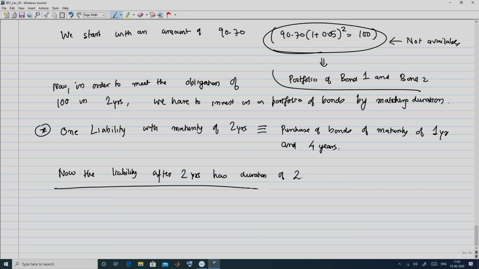Now, why am I saying the liability after 2 years has a duration of 2? So, the liability of this 100 that you have to pay after 2 years is like you having issued a bond with the nominal value of 100, and the bond is a pure discount bond. You recall that one of the properties of a pure discount bond is that its duration is exactly the same as the maturity of the bond, and that is the reason why this 2-year liability of an amount of 100 to be paid at maturity is equivalent to a bond having a duration of 2.